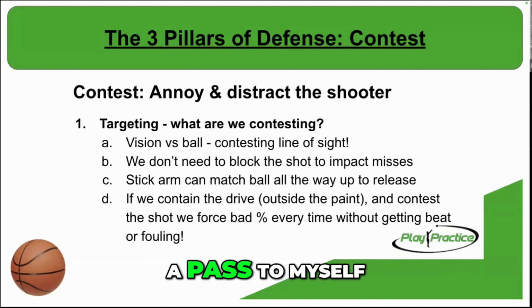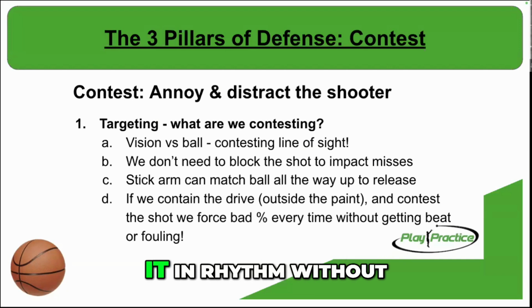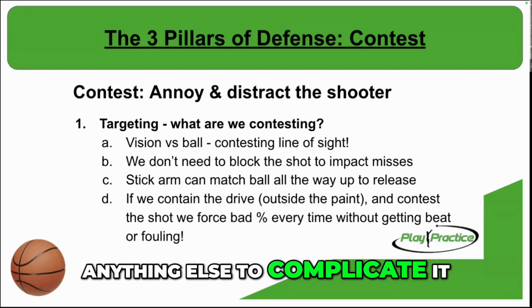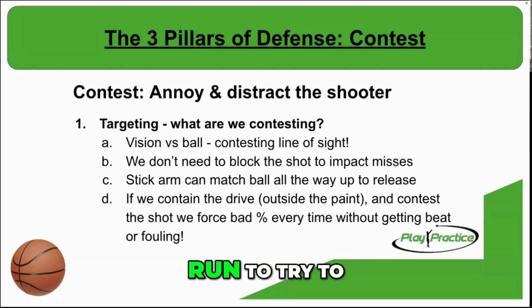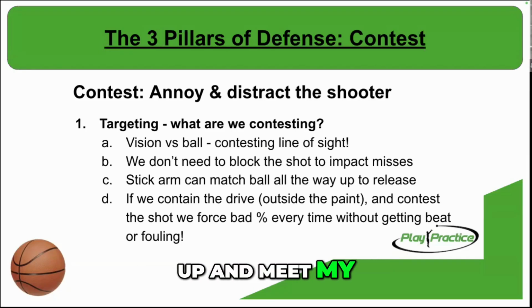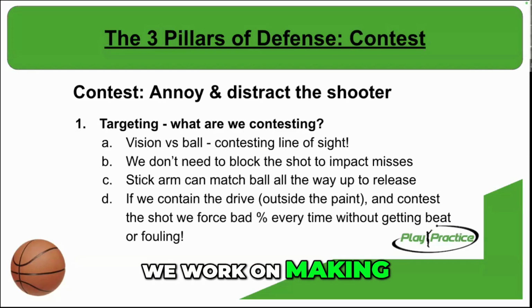So I'll spin out a pass to myself. I'll catch and shoot it in rhythm without pausing or faking or anything else to complicate it and just let them run to try to get as close as possible and still go up and meet my line of sight with their contest. And then as we refine that over a few minutes, we work on making sure that when they jump and land after their jump to contest it, they are still a stick arm away from the ball.